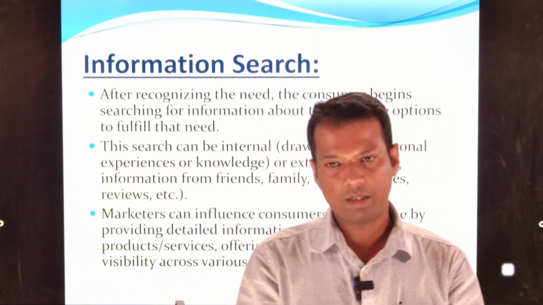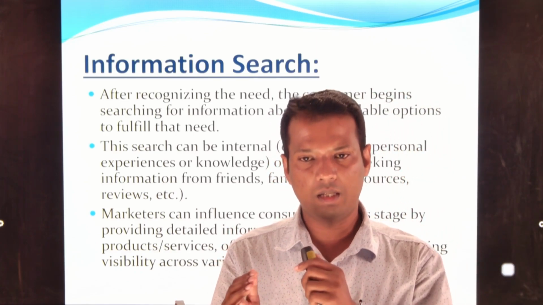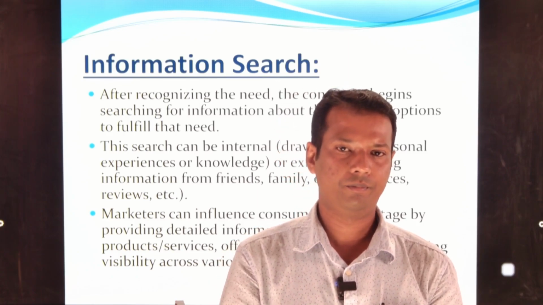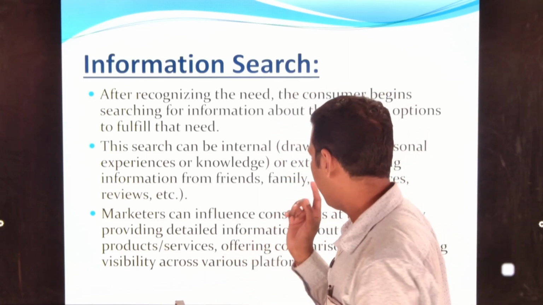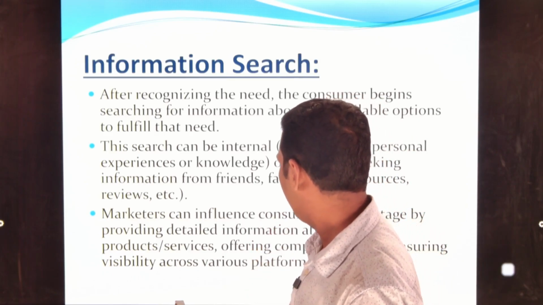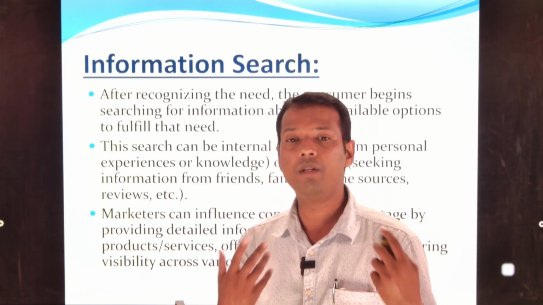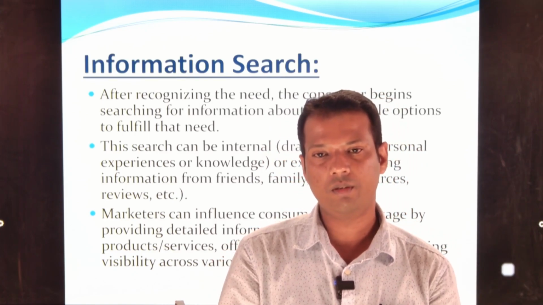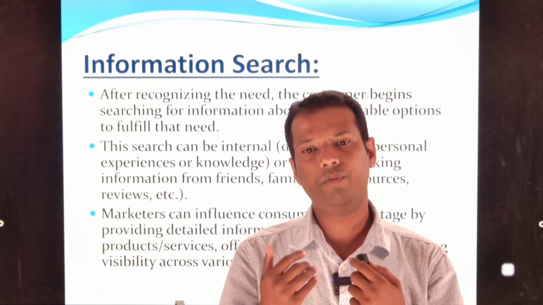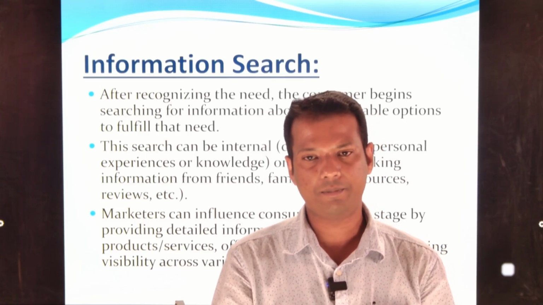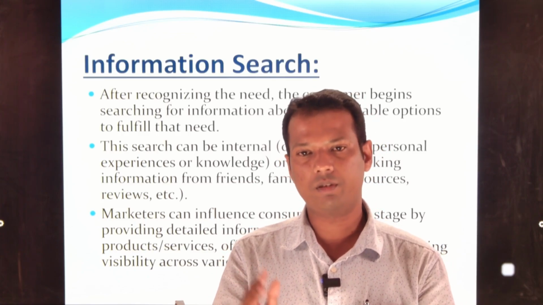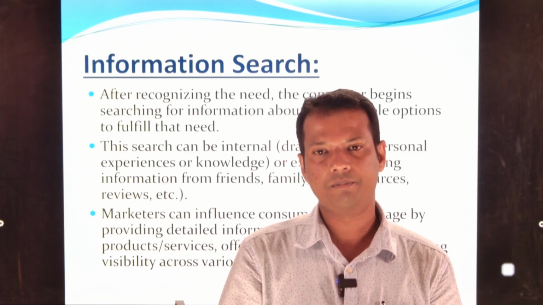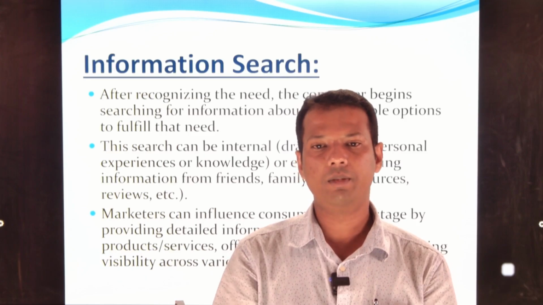Okay, what kind of information is available in the market pertaining to that particular problem? Once we recognize the need, the consumer begins searching for information about the available options. What are the available options? Now I want a phone which gives me like 40 to 50 megapixels of camera, dual camera or whatever. So these are my specifications. As per the specification, what are the options available in the market?